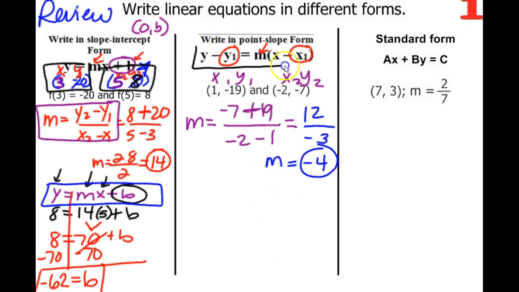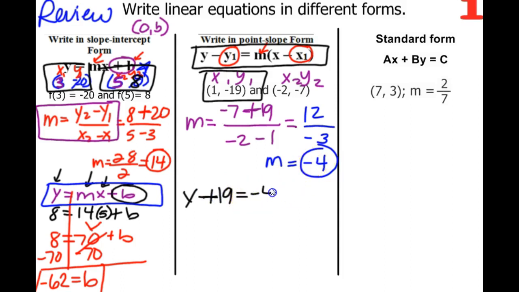And we need to write in point-slope form. It doesn't matter which point you use. I would accept either. So if I use this first point, y minus y1, which is a negative 19, that makes a positive, equal to our slope, which is negative 4, and then x minus x1, and x1 is 1. Or you could have used the other point, y minus a negative 7, making a positive, equal to our slope, which is negative 4, and then x minus x1, which is 1.